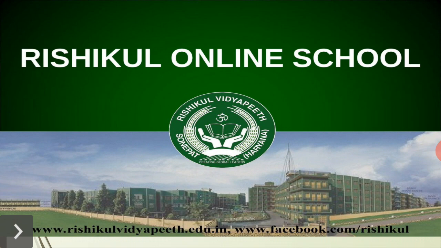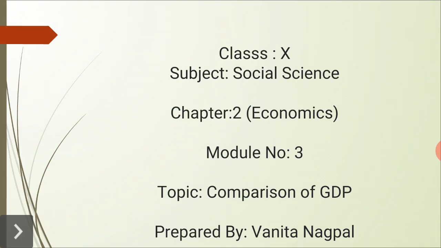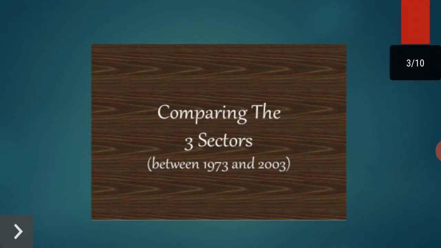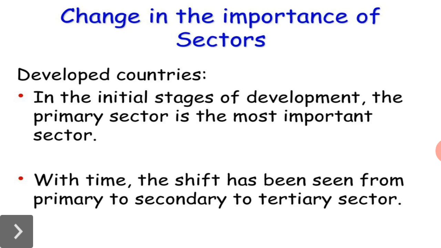In this third module of the chapter, we are going to discuss the comparison of GDP. As you know, GDP means the sum total of all the final goods and services which are provided by each sector within a country at a particular time period. So, why is there a change in the importance of sectors?